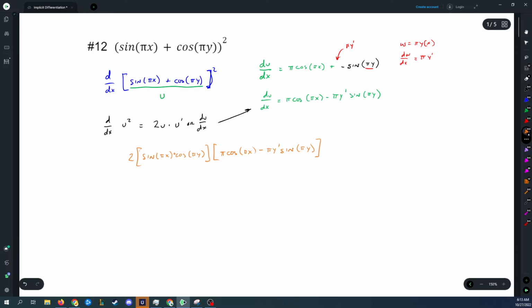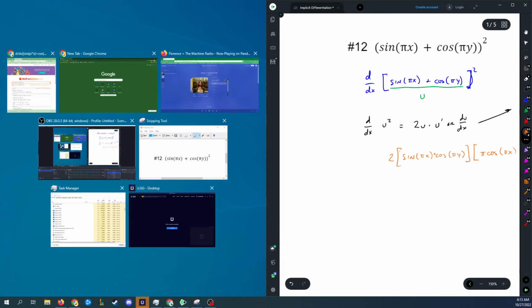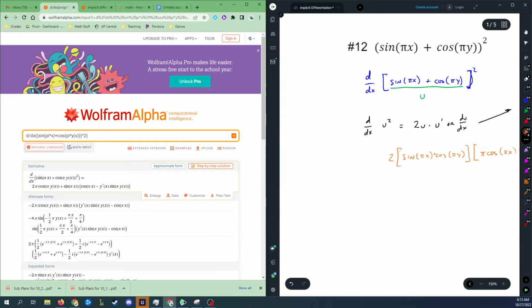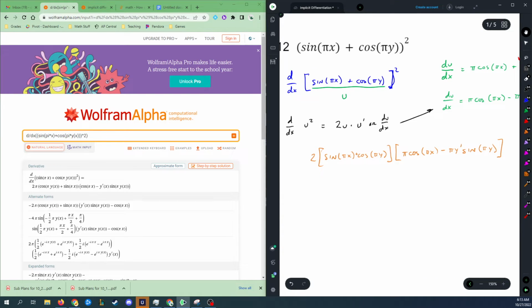So now I'm going to try to keep this up where I can see it. I'm going to drag this over so I can see both things. So I've got my Wolfram Alpha here, and I need to move this over so that I can see my solution here, and we're going to see if they match up.